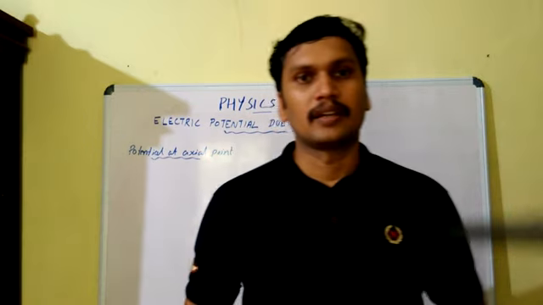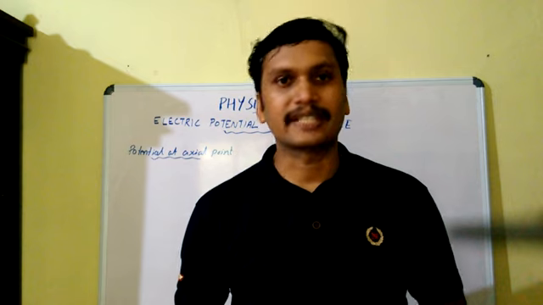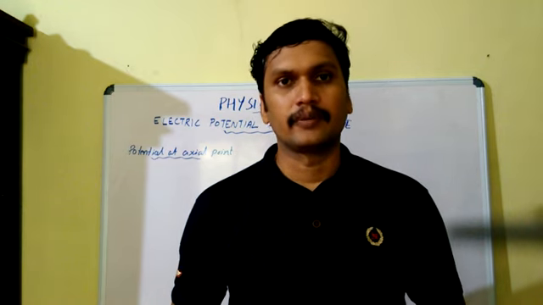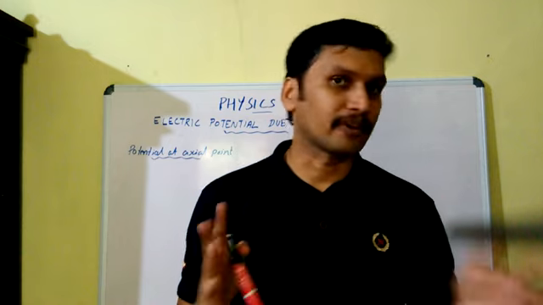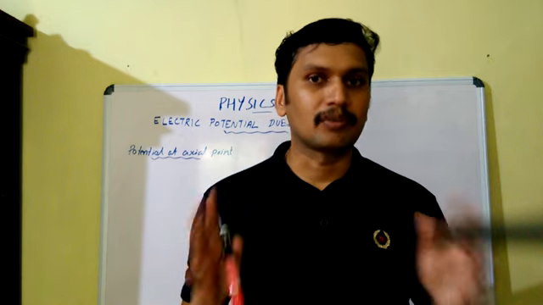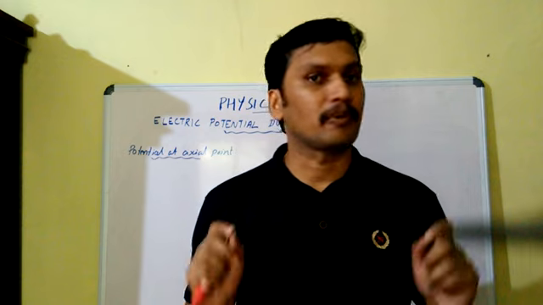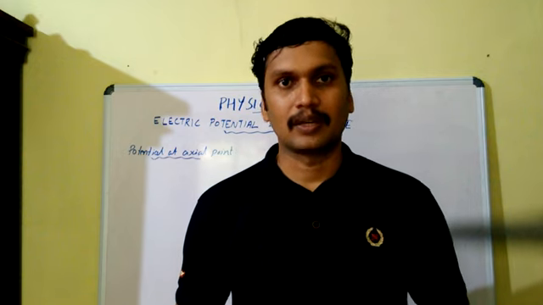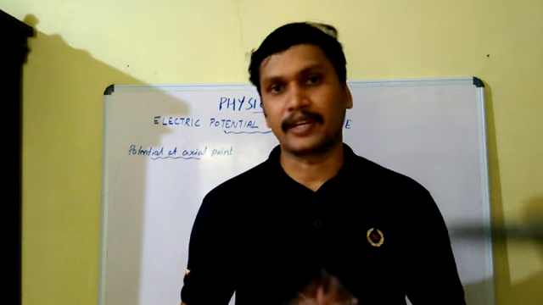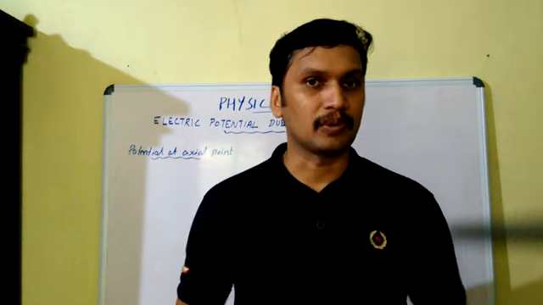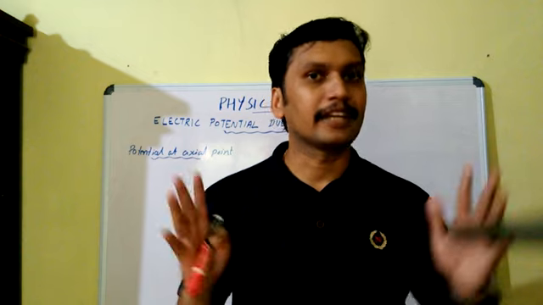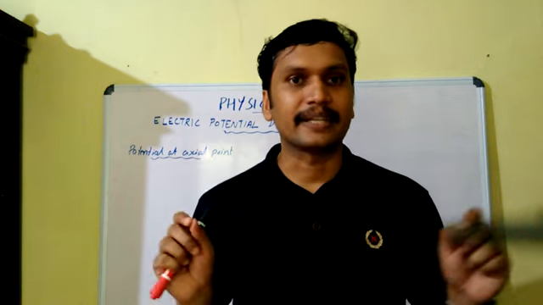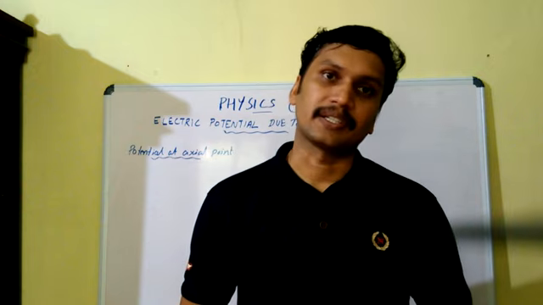Hello friends, now we are finding what is electric potential due to an electric dipole. We already learned the term electric potential and calculated what is electric potential due to a point charge. Now by using that concept we are going to find what is electric potential due to an electric dipole. Remember, an electric dipole is equal and opposite charges separated by a very small distance.